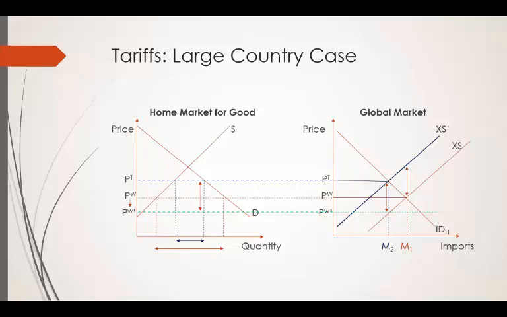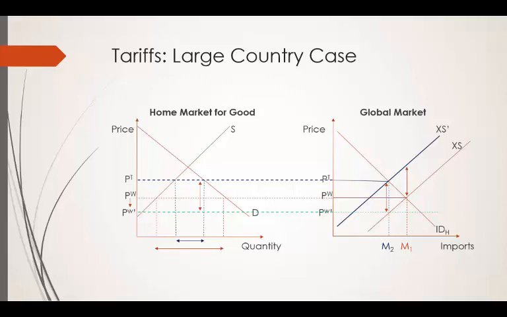Under free trade, the global market clears at the intersection of the export supply curve XS and the import demand curve IDH at price PW, and imports are M1. Corresponding to the large country's home market at PW, the domestic supply is small and the rest of consumer demand D is made up of the M1 imports.